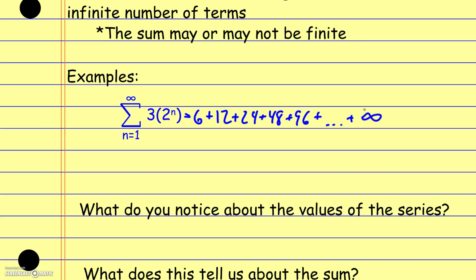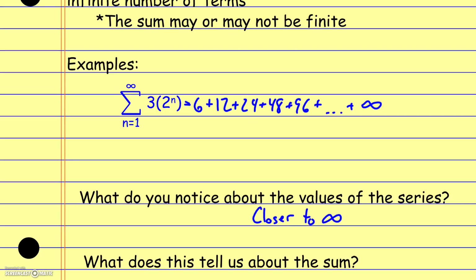Because this thing gets bigger and bigger, the last term is going to get closer and closer to the value of infinity because it keeps getting bigger. So the thing we need to notice here is that the values get closer to infinity. I should write closer to infinity. So the values just keep getting bigger. So then what does that tell us about the sum?